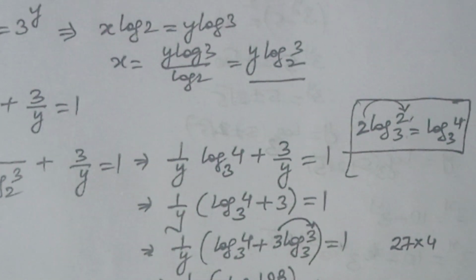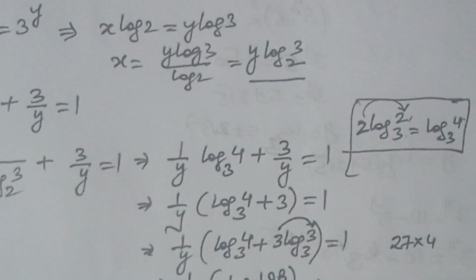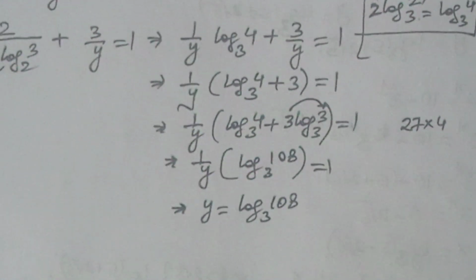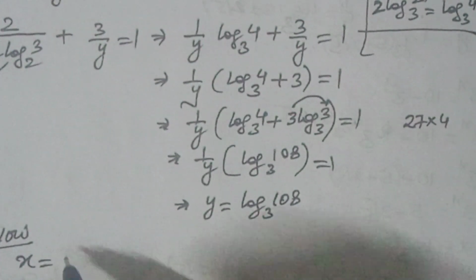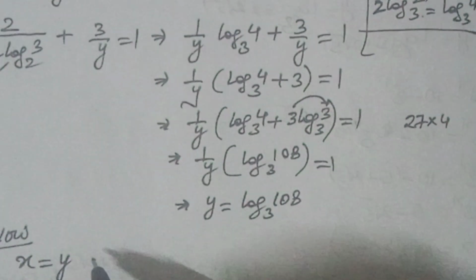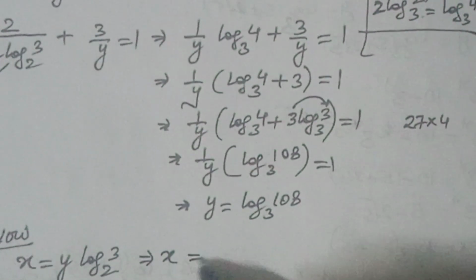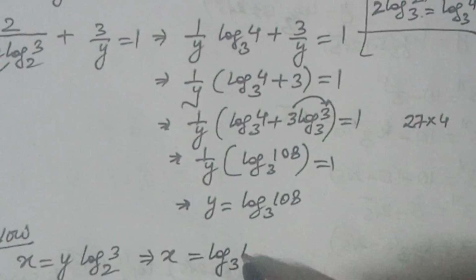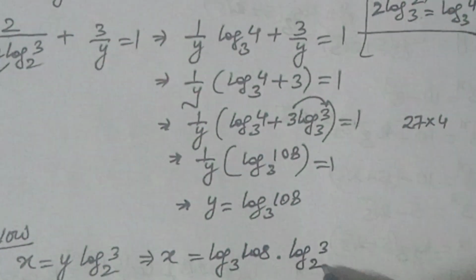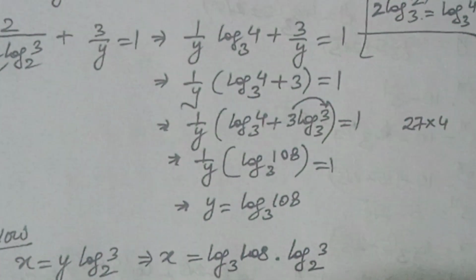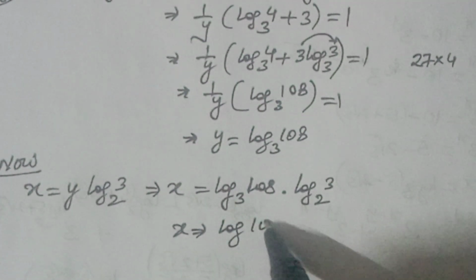So y = log 108 base 3. Now we will find the x value. x = y into log 3 base 2, so x = log 108 base 3 times log 3 base 2. That implies x = log 108 base 2.